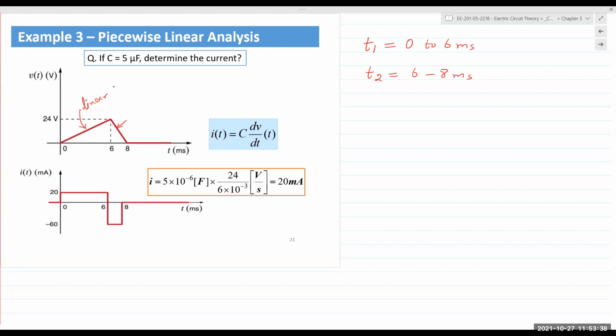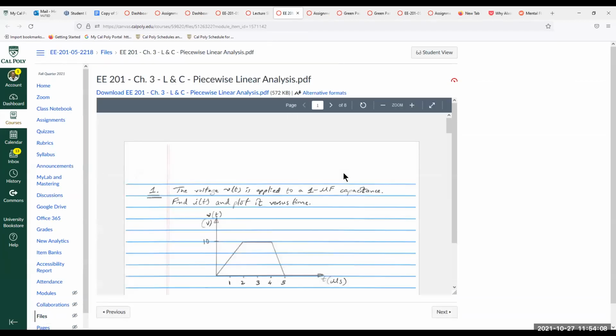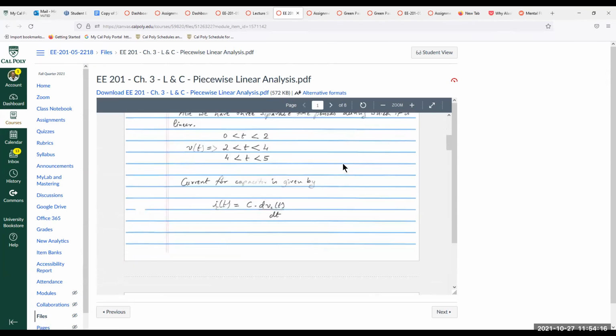I have notes on Canvas. I think I posted all of the documents before. So yes, it's there. It says piecewise linear analysis. These are my handwritten notes and solve 2 problems. But it's a self-contained piece, meaning I explain everything. Every step in there is explained.